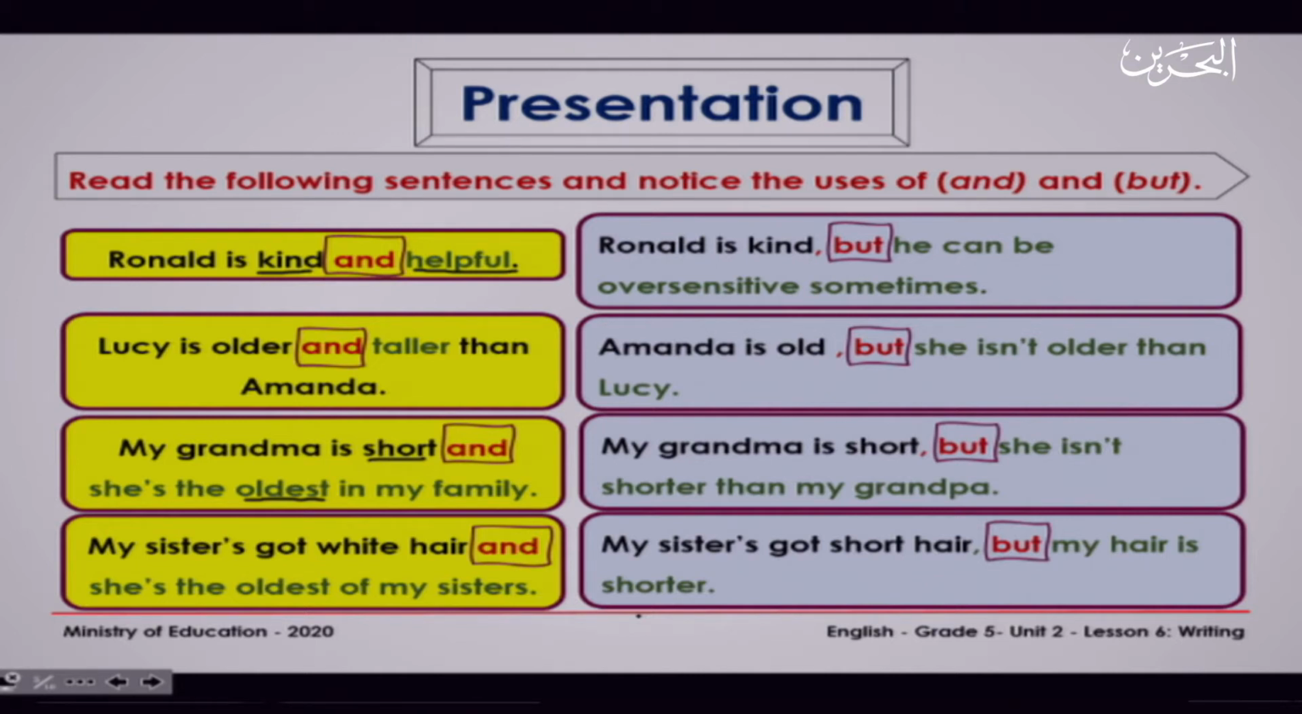Let's look at but. Ronald is kind but he can be oversensitive sometimes. We have here kind is a positive adjective and oversensitive is not positive, it's negative. So we are linking two adjectives. One is positive and the other one is negative. Let's look at the last one. My sister's got short hair, but my hair is shorter. So we are here comparing between my hair and my sister's hair.